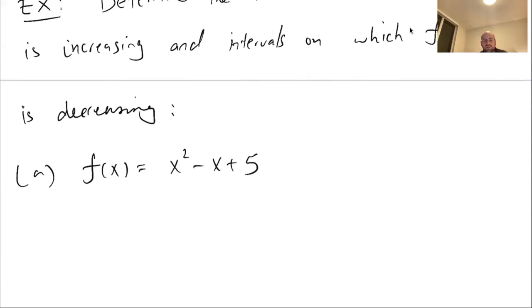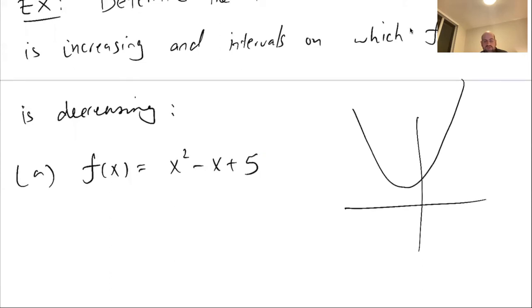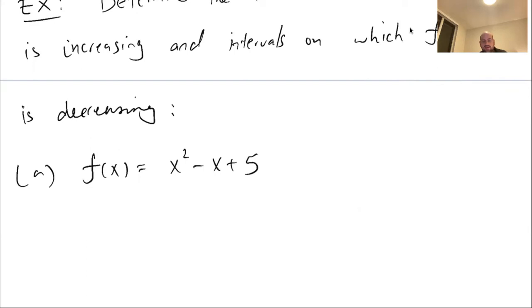So this is a parabola opening upward because the leading coefficient is positive. So we know that the parabola opening upward is like this, so it's first decreasing and then increasing. We know this from high school or from pre-calculus. We can find the vertex and find out on which interval the function is increasing and which interval the function is decreasing. But here we want to do it with calculus, with derivatives. Okay, so the theorem said that if the derivative of a function is positive, then the function is increasing. If the derivative of a function is negative on an interval, then the function is decreasing on that interval.